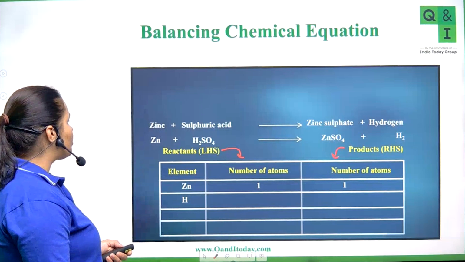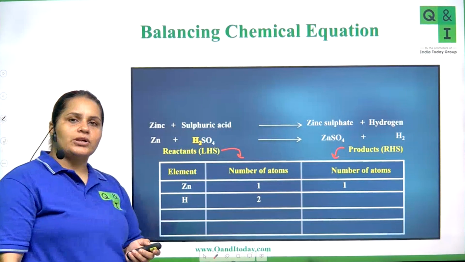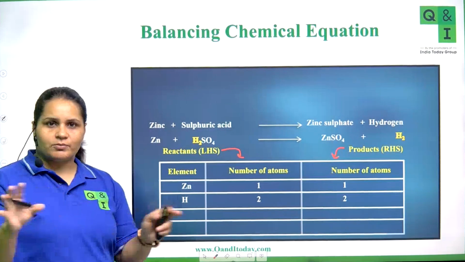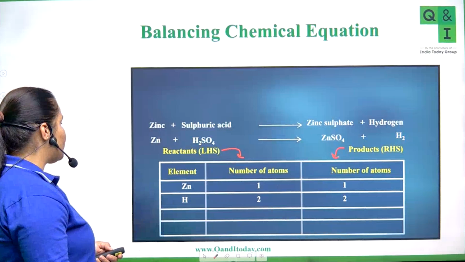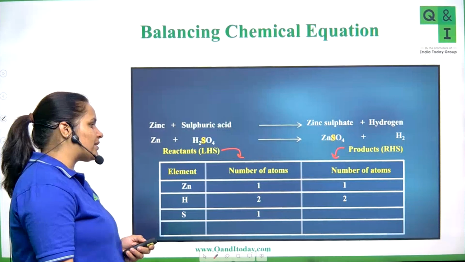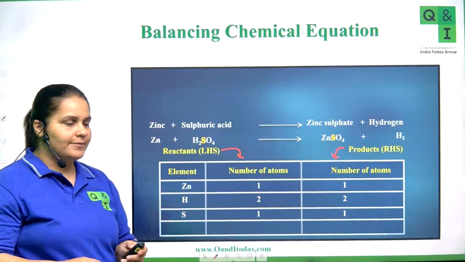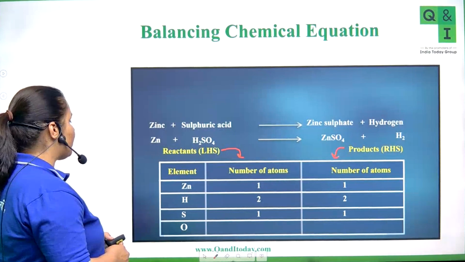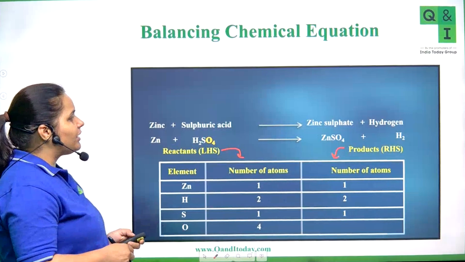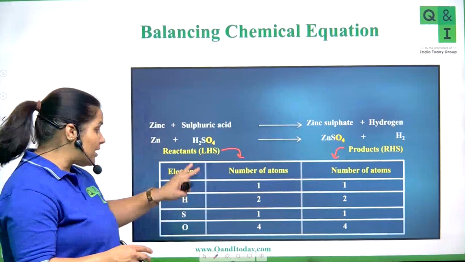Then coming to hydrogen, let's find out. Hydrogen, number of atoms on the left hand side, we have two hydrogen atoms. On the right hand side, again we have two hydrogen atoms, balanced. Coming to sulfur, I have one sulfur on the left hand side and one sulfur atom on the right hand side, balanced. Then oxygen, on the left hand side I have four oxygen atoms, and on the right hand side again four oxygen atoms.